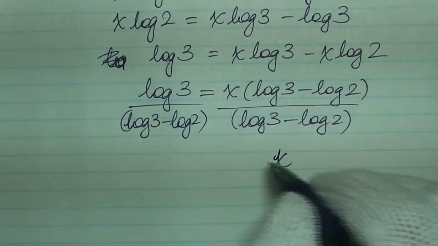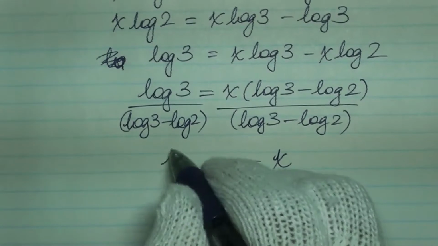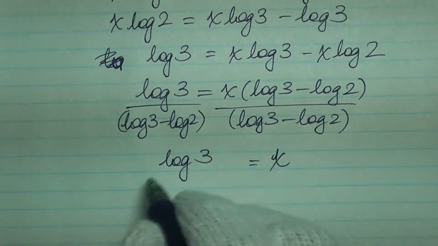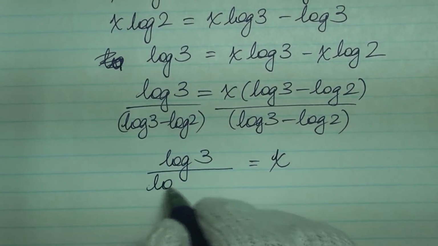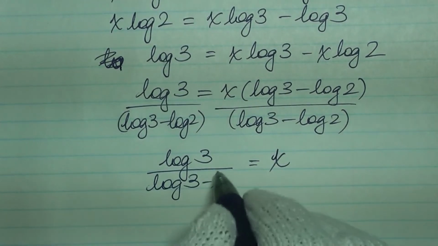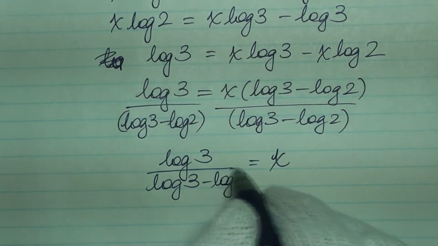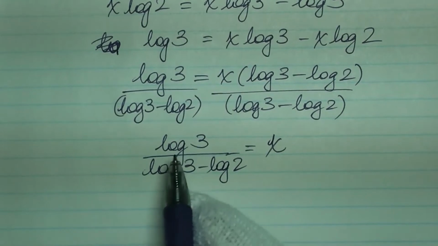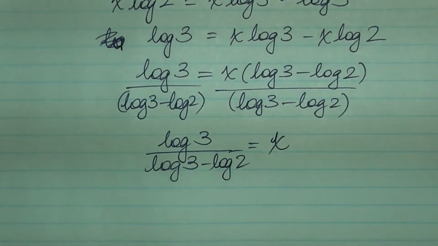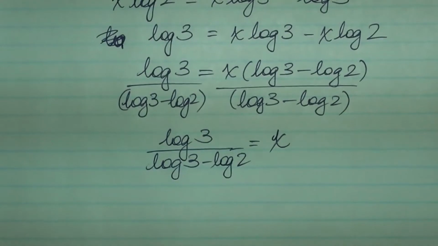And so x is equal to exactly log 3 over log 3 minus log 2.